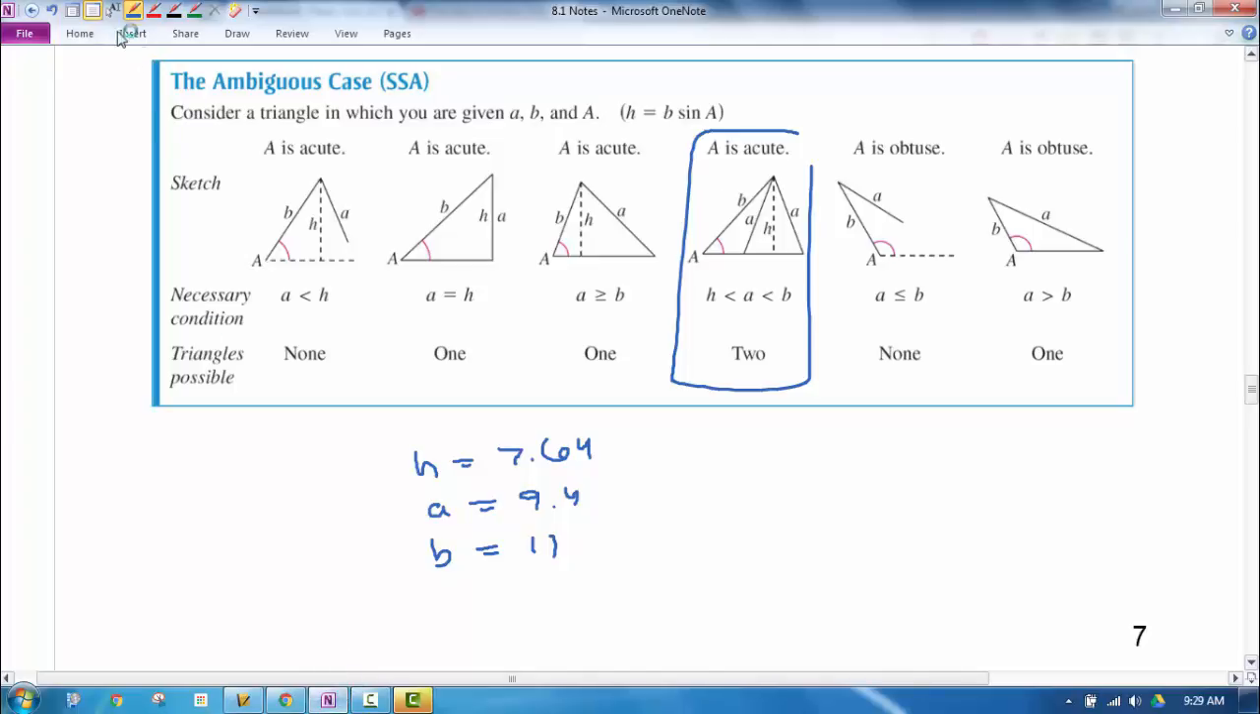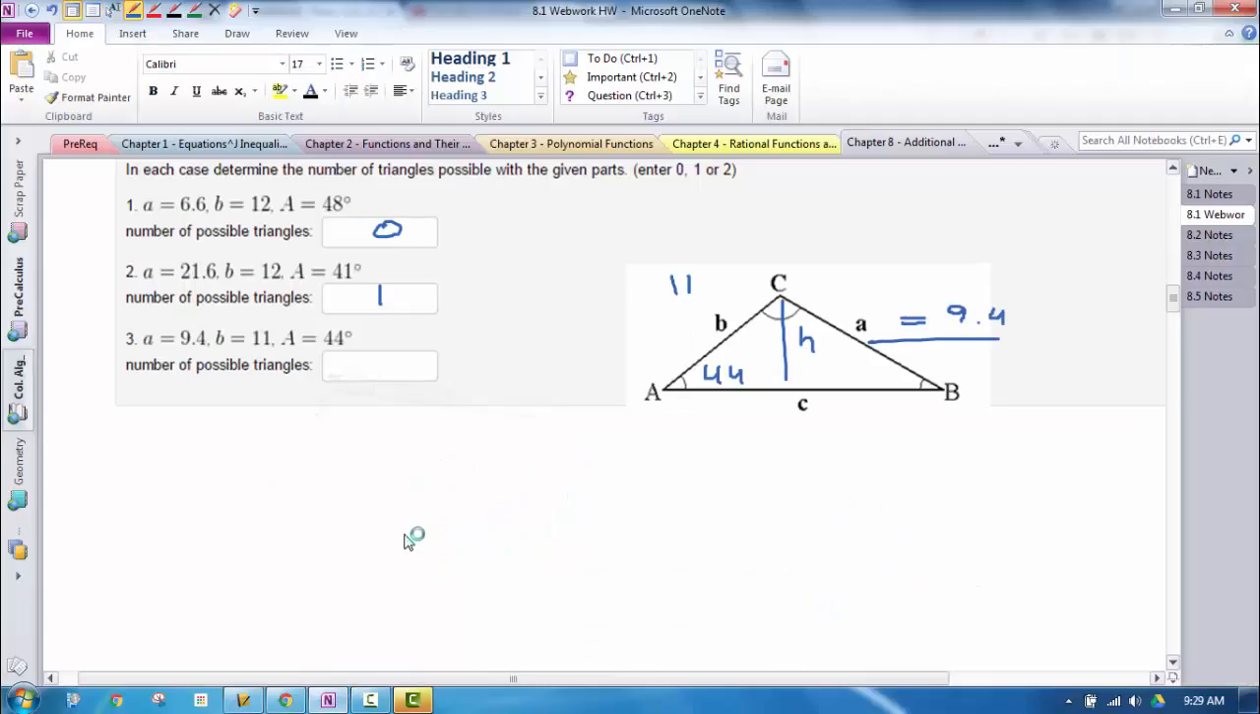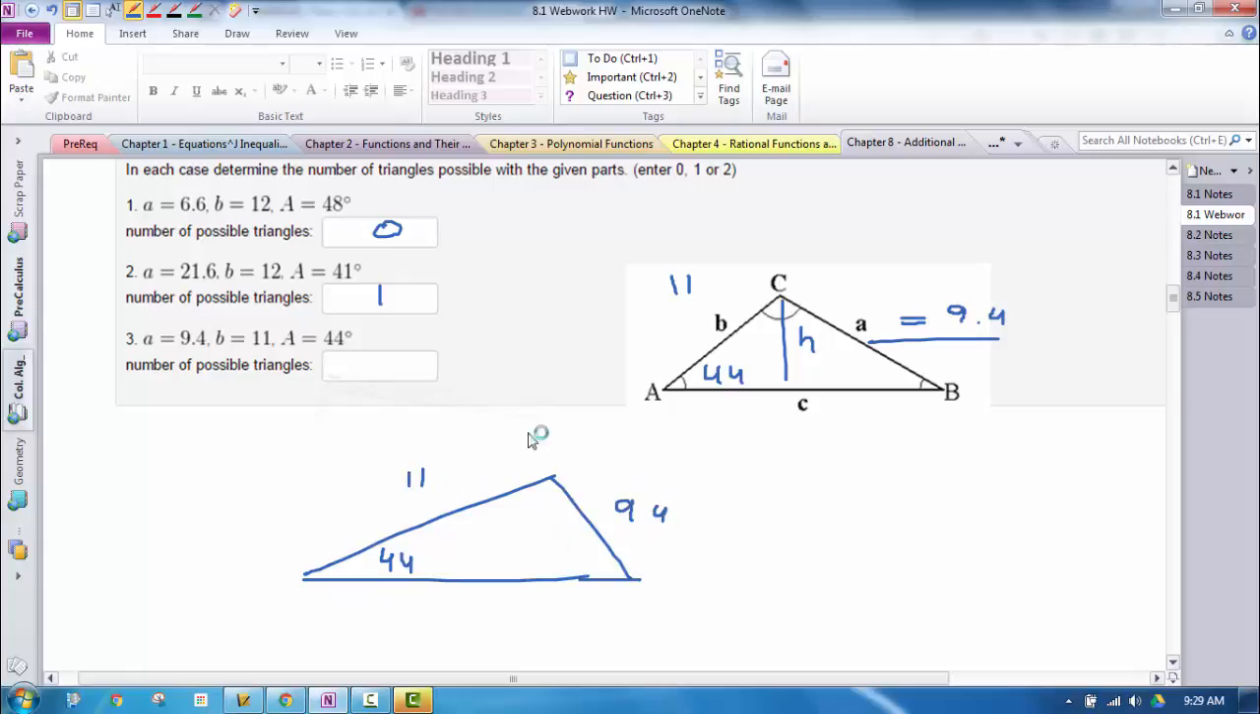And if you were to draw this out, you start with the 44 degree angle here, and this is 11. This side's smaller, it's 9.4. And so you can see that you could set up two triangles. This one, or you could swing this side this way and make this triangle where this is 9.4. So you have this bigger triangle, and you also have this smaller triangle that you can make. So there is two for that one.